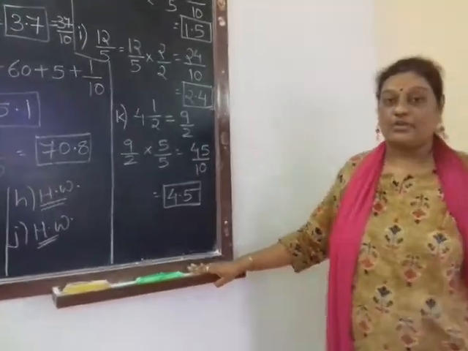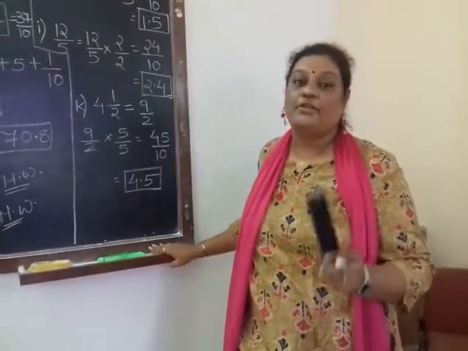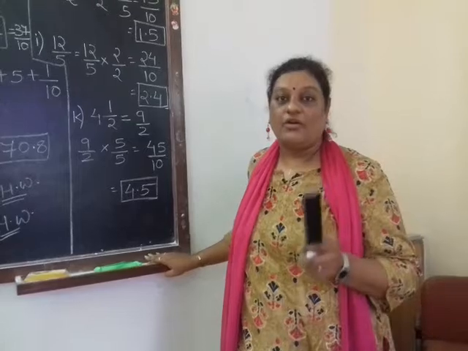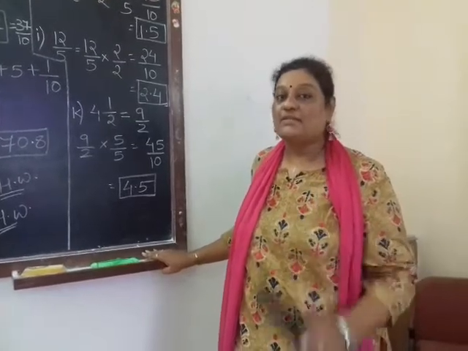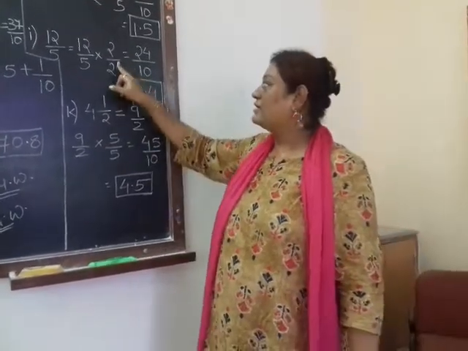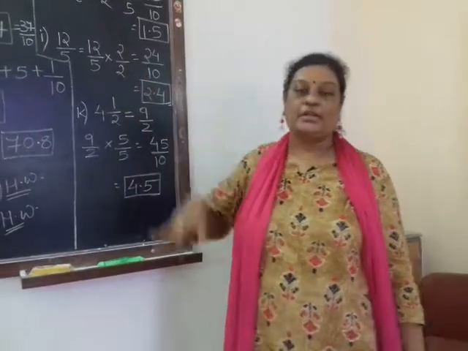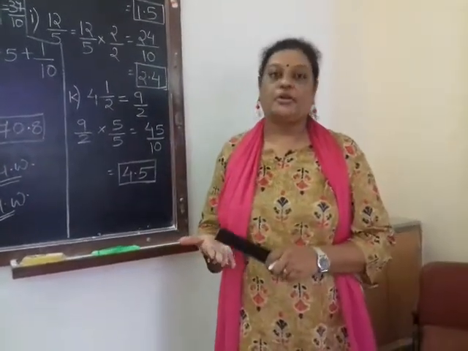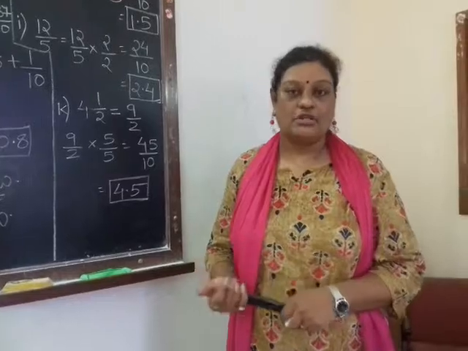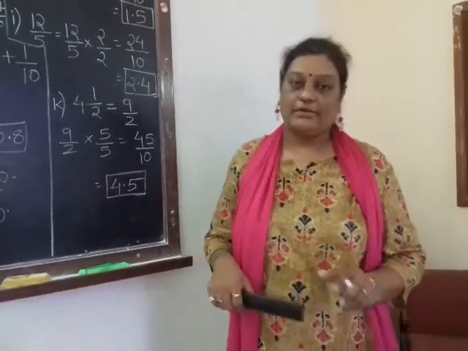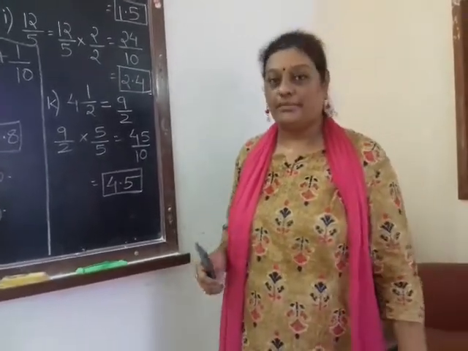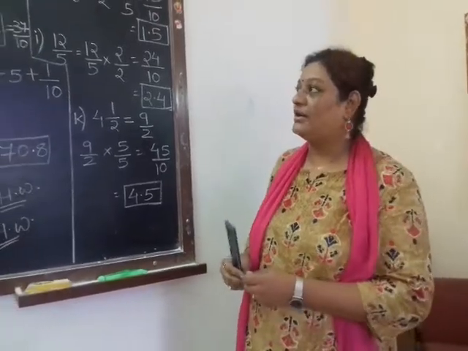Children, the most important thing you have to remember here: if the denominator is not 10 or 100 or 1000, please, by multiplying the same number in the numerator and denominator, you have to first convert your denominator either into 10, 100 or 1000, and only then it will be converted into decimal numbers. Okay, moving on to question number 5.